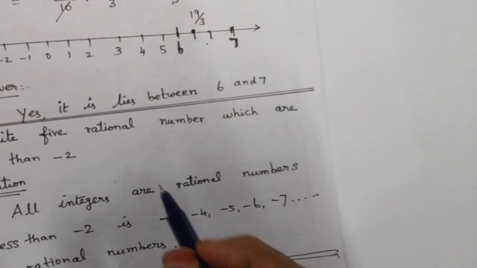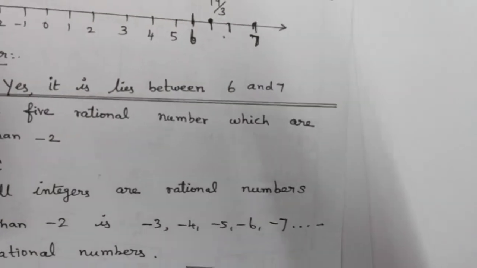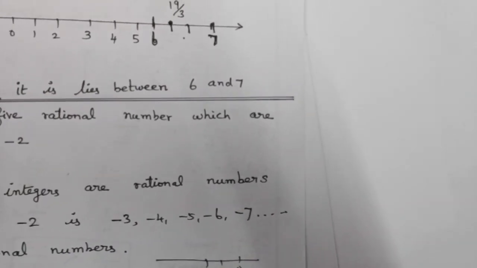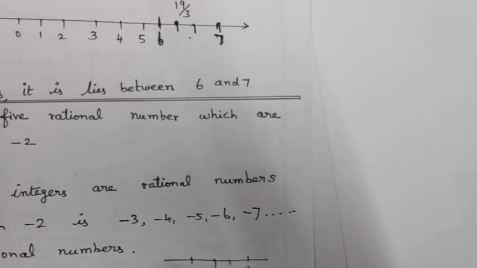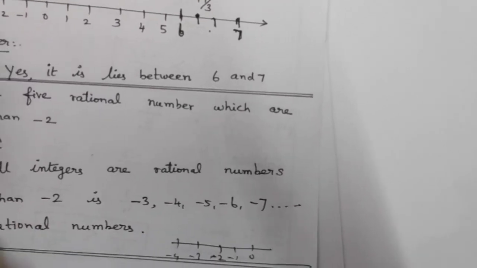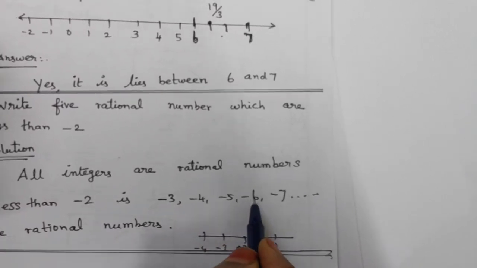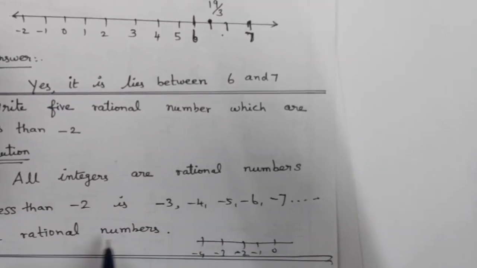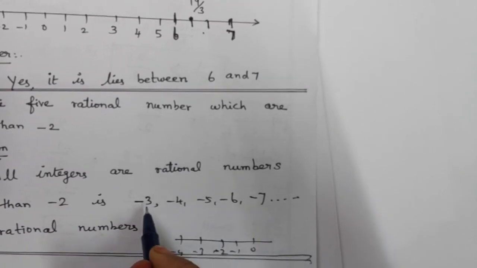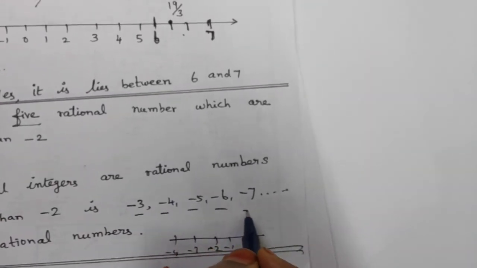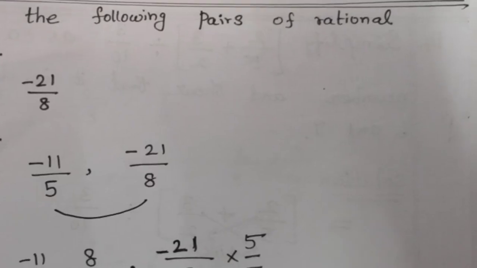For example, you draw a number line. Writing 0, minus 1, minus 2, next minus 3, minus 4, minus 5. So minus 3, minus 4, minus 5, minus 6, minus 7, etc. are rational numbers. These are rational numbers, for 1, 2, 3, 4, 5.